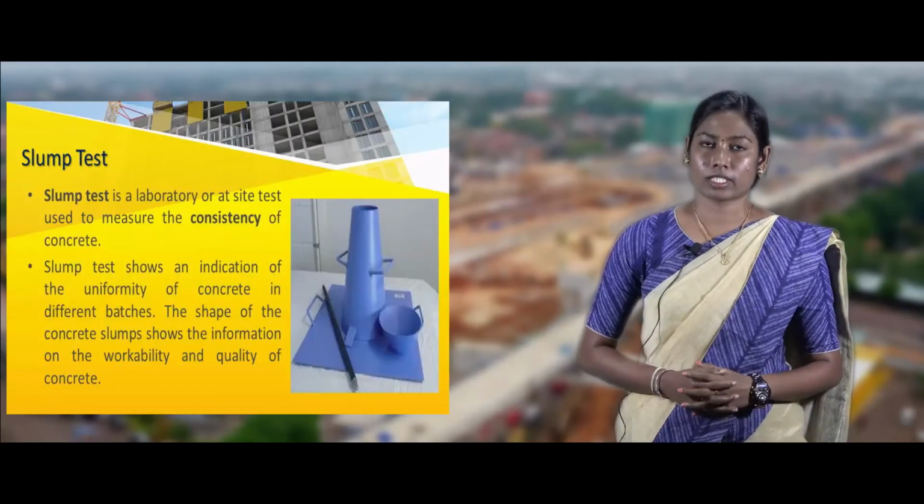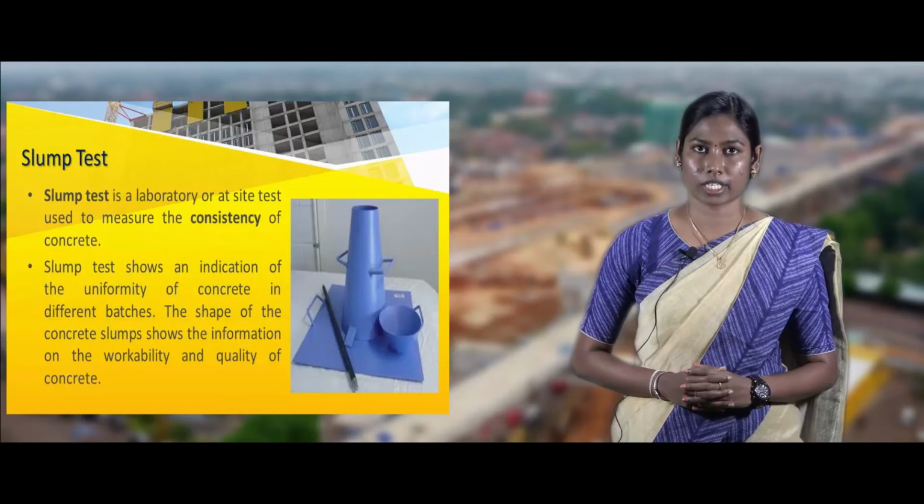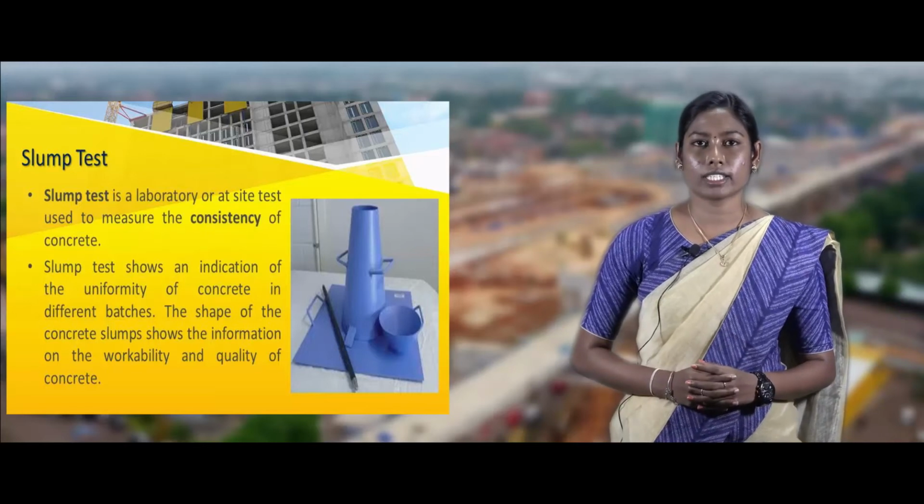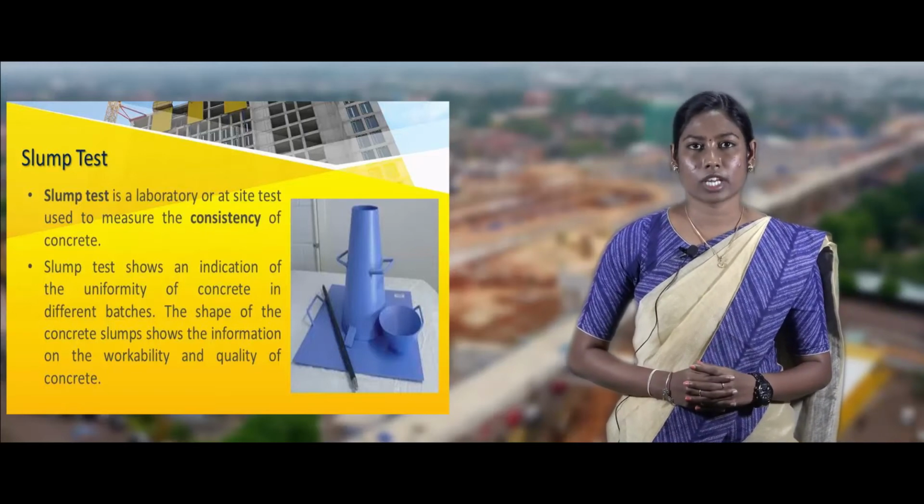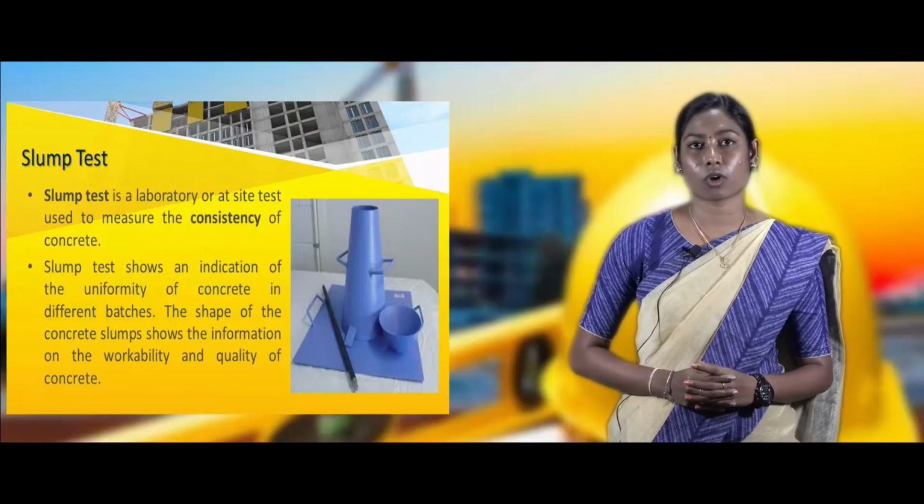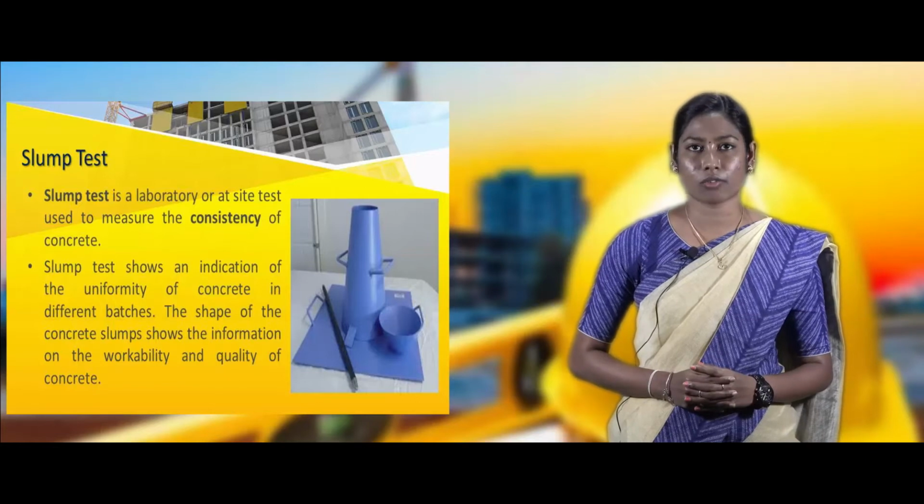Let's see the slump test. The slump test is a laboratory or site test to measure the consistency of the concrete. It indicates the uniformity of concrete for different batches. The shape of the concrete slump gives information about the workability and quality of concrete. The principle behind the slump test result is a measure of the behavior of the compacted inverted cone of concrete under the action of gravity.